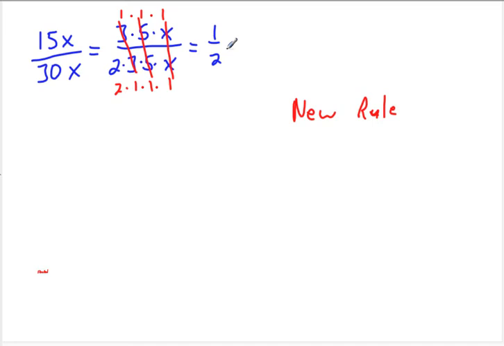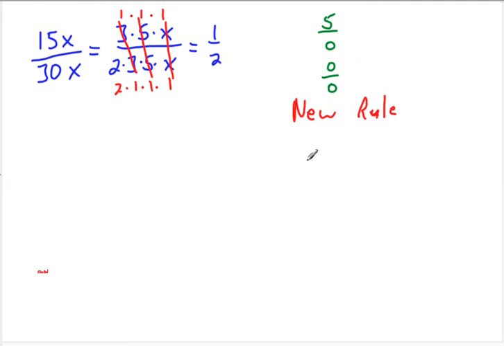However, what do we do if we get a fraction that looks like this? 5 divided by 0. Or 0 divided by 0. Are we allowed to do that? A lot of you guys will remember that we're not allowed to divide by 0. So we have to come up with a new rule.